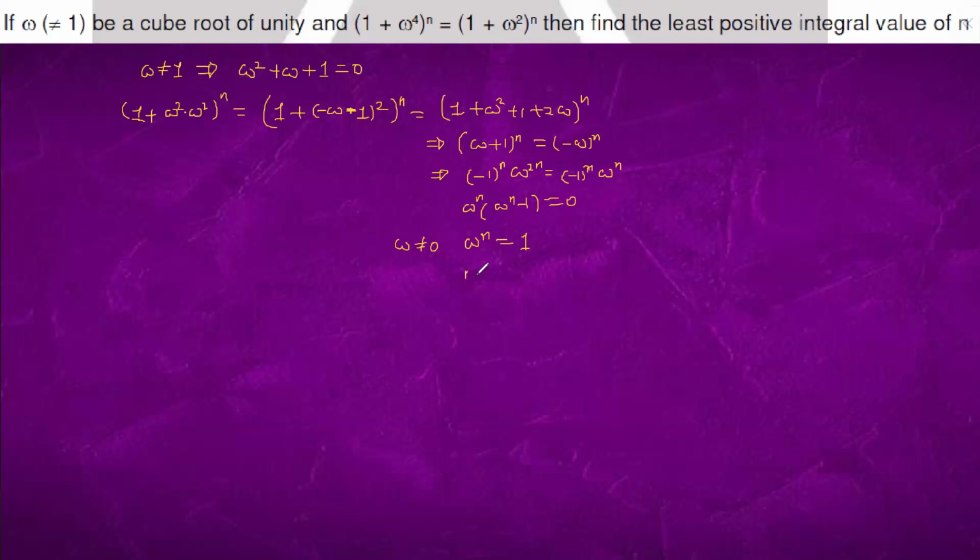So n is what? 3. The least possible value. Because we have omega cube equals to 1. So this is the answer.